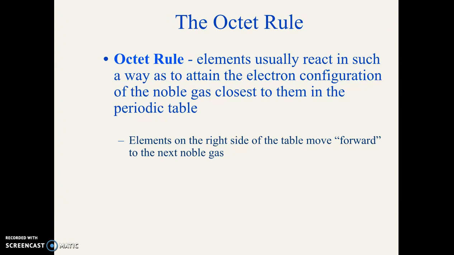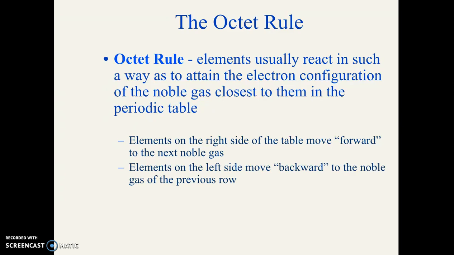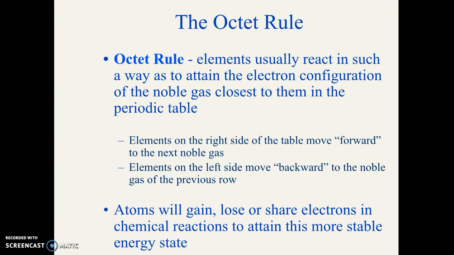So elements that tend to be on the right side of the table, if they're already pretty close, then they just move forward to the next noble gas. A good rule of thumb is if they have more than 4 valence electrons, it's going to be easier for them to gain. If they have less than 4 valence electrons, it's going to be easier for them to lose. So elements on the left side are going to move back to the noble gas of the previous row. And we're going to label all of this on your periodic table, so you'll be able to predict what's going to happen in each column.